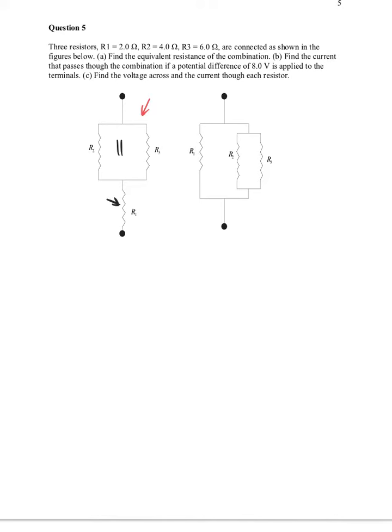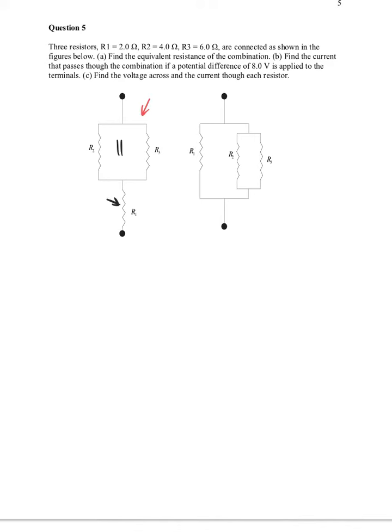First of all, this is what we always do, find the equivalent resistance of the combination. So what's the total resistance of that circuit? We can then find the current that flows through the combination, and then we can find the voltage across and the current through each resistor. So that's how we solve these problems. Let's find out what we have here.